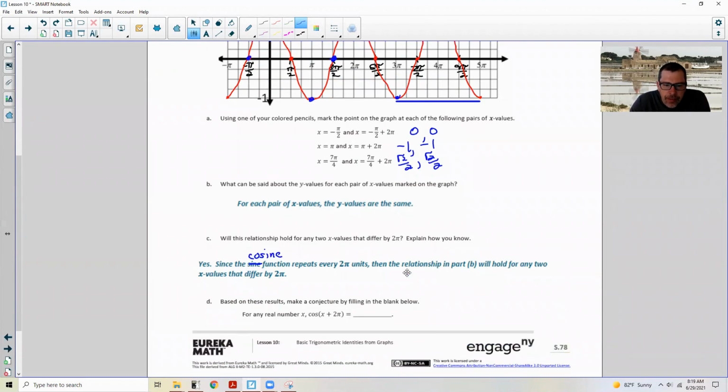D says, based on these results, make a conjecture by filling in the blank below. For any real number, cosine x, cosine x plus 2 pi is still going to be equal to the cosine of x.